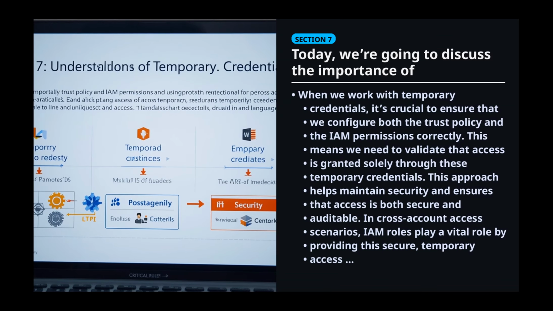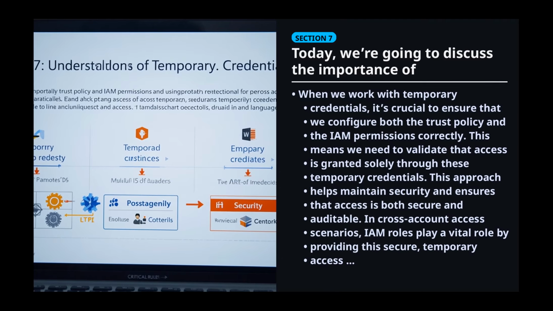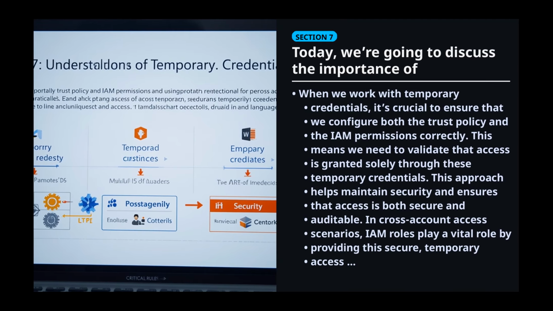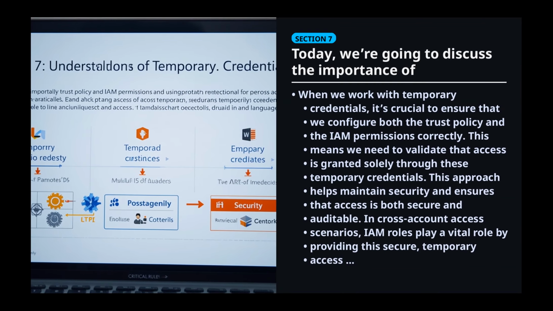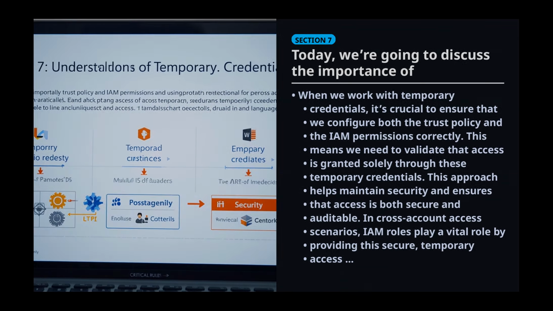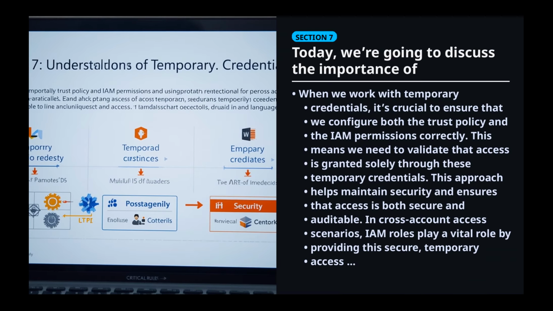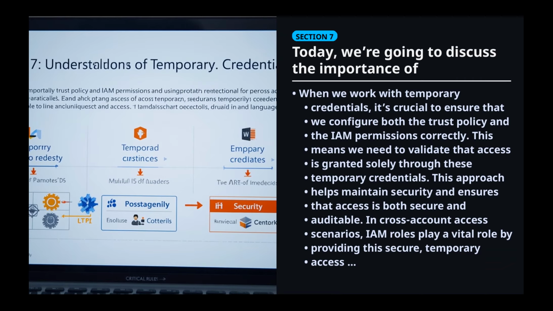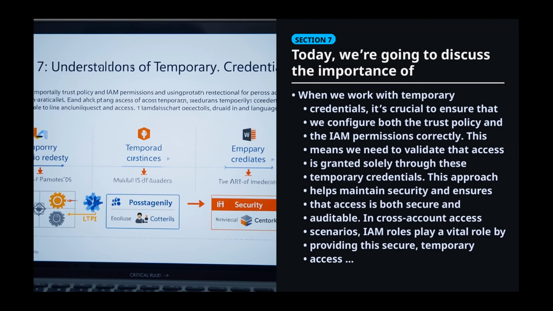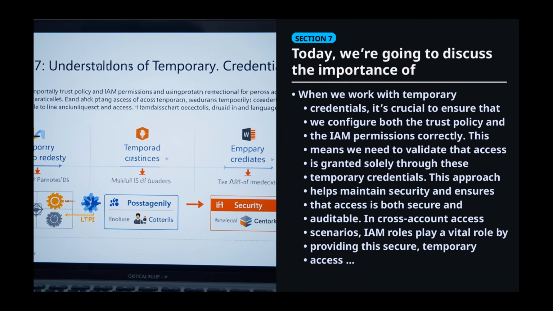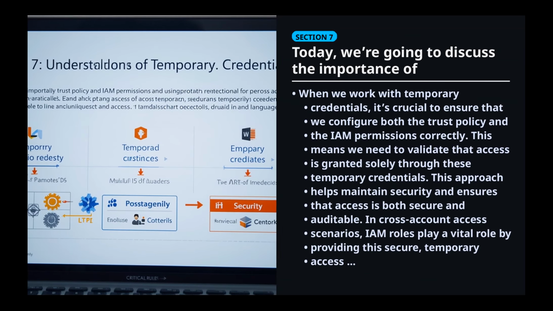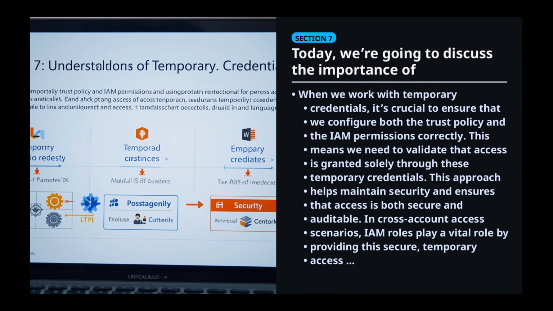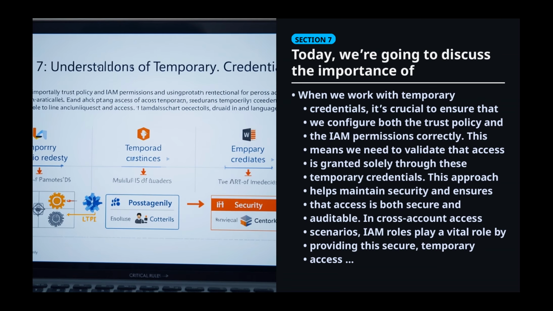When we work with temporary credentials, it's crucial to ensure that we configure both the trust policy and the IAM permissions correctly. This means we need to validate that access is granted solely through these temporary credentials. This approach helps maintain security and ensures that access is both secure and auditable. In cross-account access scenarios, IAM roles play a vital role by providing this secure, temporary access.